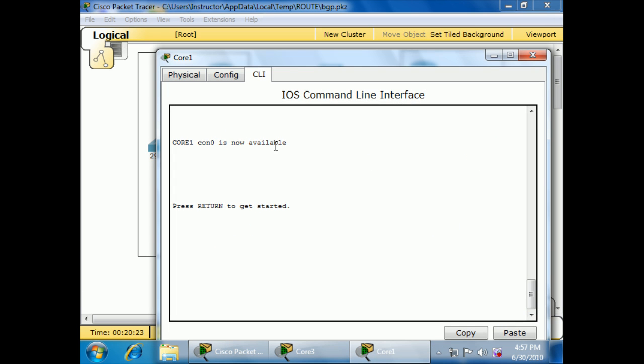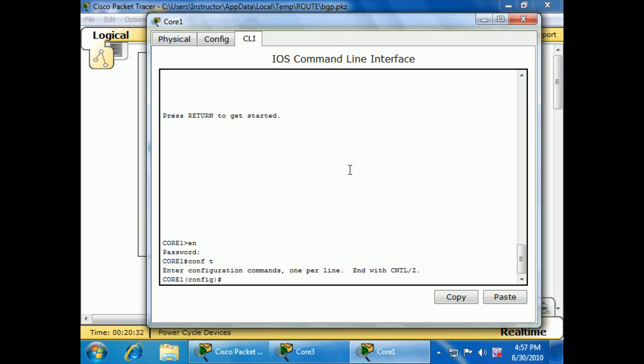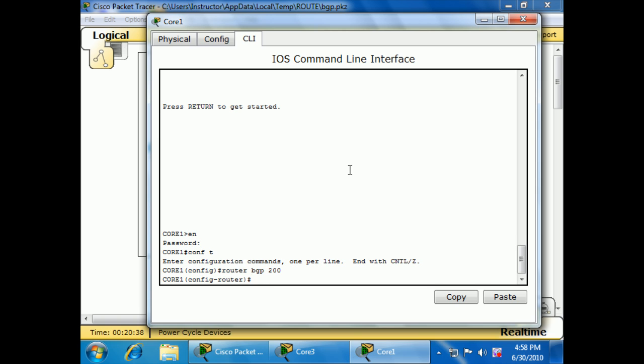Let's go ahead and start off with core number one. Bring this up a little bit so you can see what we're typing. We'll get into the configuration mode, and from here we're going to go into router BGP. Now remember, this is the one that's in BGP 200. So now we're going to do our configurations, and we're going to start off with the neighbor command.